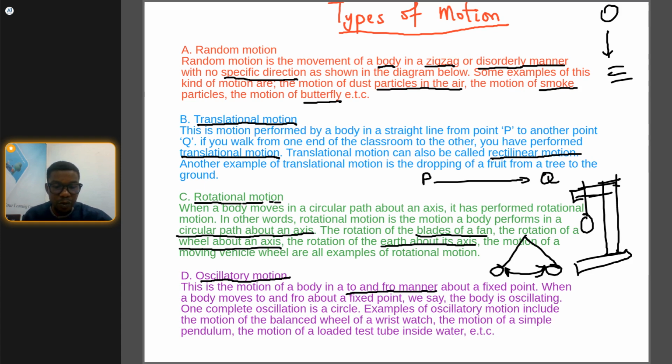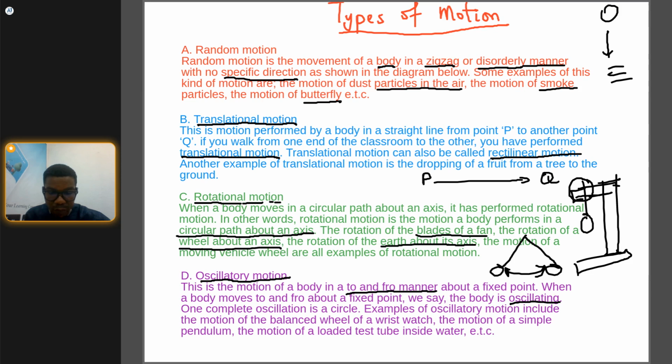When a body moves to and fro from a fixed point, we say the body is oscillating. Now, for this experiment I gave, what is the fixed point? Where you attach the thread of the pendulum bob is the fixed point. And the pendulum bob keeps moving and the fixed point is still maintained. So for oscillatory motion to happen, we must have a fixed point.